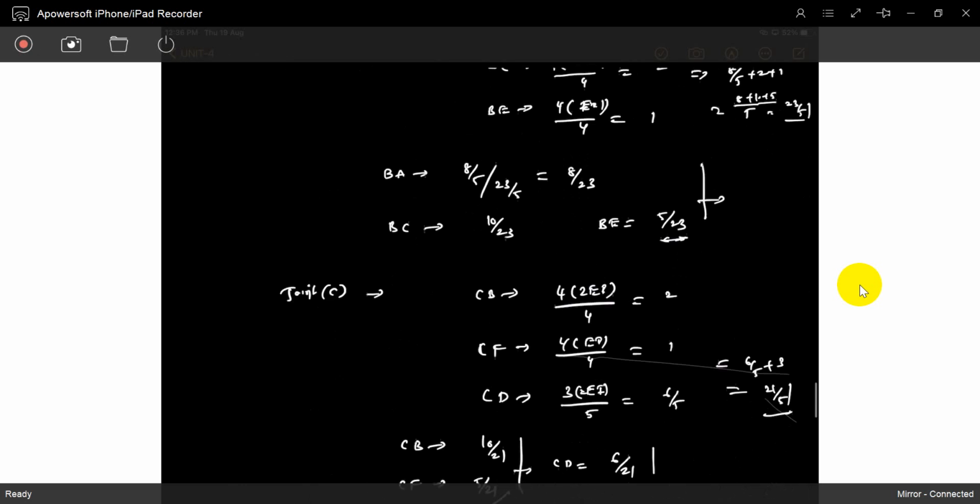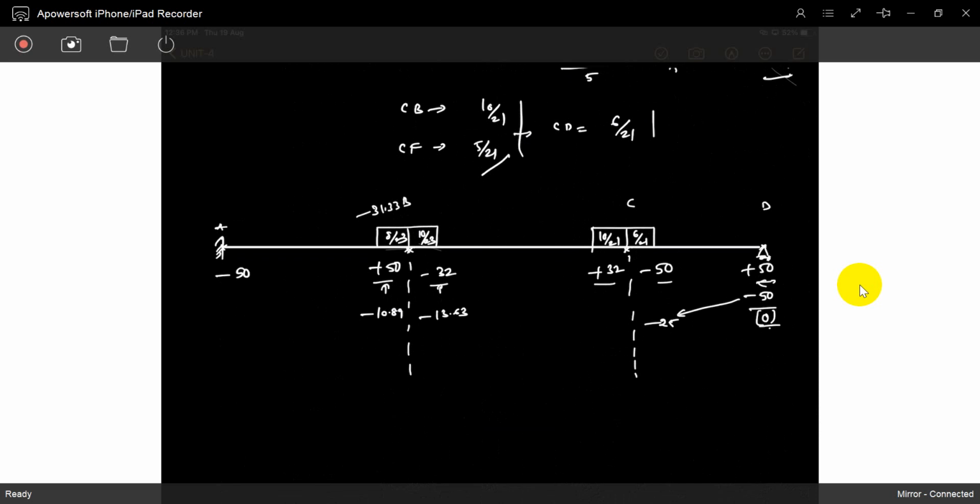Now we can observe it. It's plus 32 minus 50. What is that value? Plus 32 minus 50 is minus 18. It is not matching with minus 40. So if you want to match minus 40, how? You have to add minus 22. If you add minus 22, then only it's going to be minus 40. That's the story. That's the only thing you have to observe.